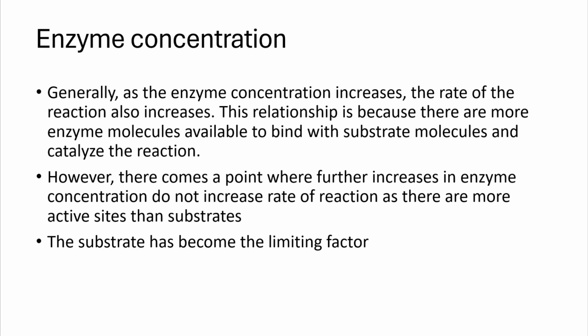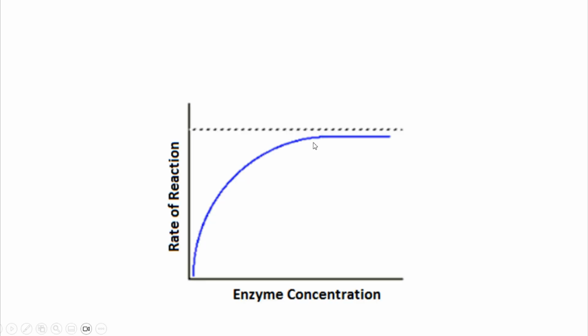Enzyme concentration, yeah? Generally, as the enzyme concentration increases, the rate of reaction also increases. This is because you've got more enzymes, so the enzymes can react with the substrates that didn't have anyone to pair with, and break them down. So there are more enzyme molecules available to bind with substrate molecules and catalyze the reaction. However, there comes a point where further increases in enzyme concentration do not increase the rate of reaction, as now there are more active sites, more enzyme than substrates. So the substrates become the limiting factor. You need more substrates now to balance the active sites. You get what I mean? So this creates a plateau.